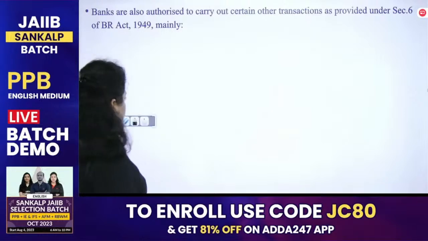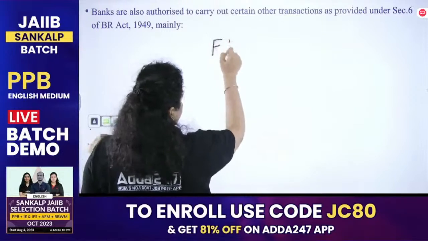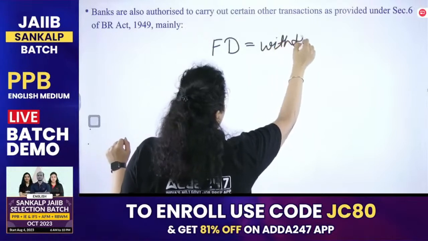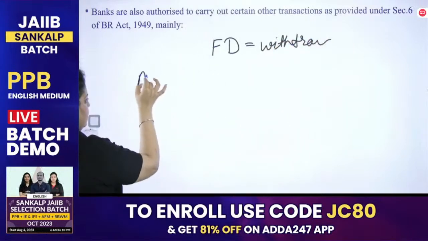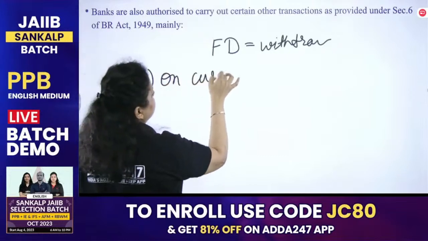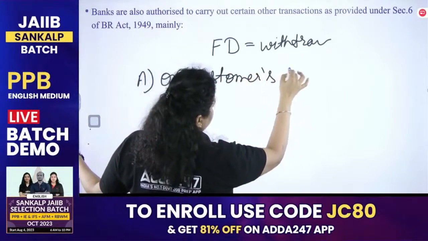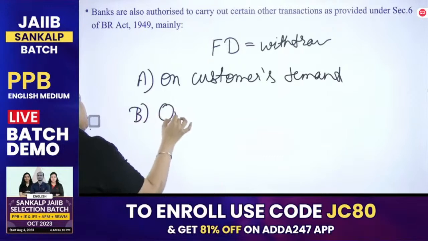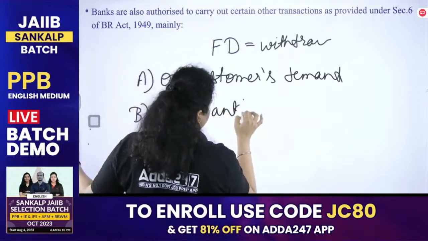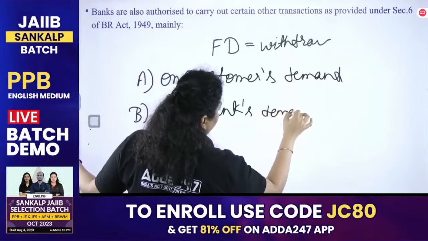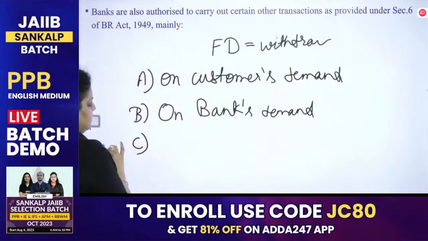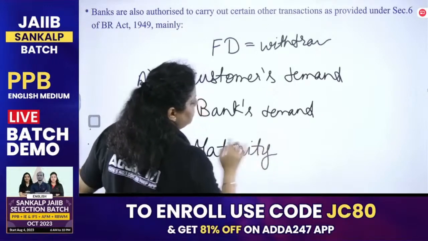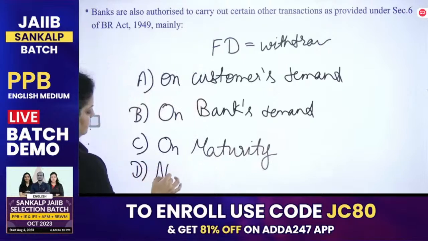Okay, if I ask you a question, let's say I have an FD. When will I be able to withdraw my money? The first condition, option A, is saying on customer's demand. Like whenever the customer demands to withdraw the money, it can be withdrawn. Option B is saying on bank's demand. Whenever the bank wants, it can give you the money back, or bank's wish, we can say. Third, on maturity, on the maturity of the document. And D, none of the above.